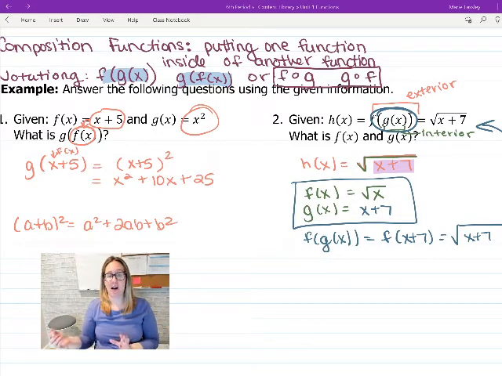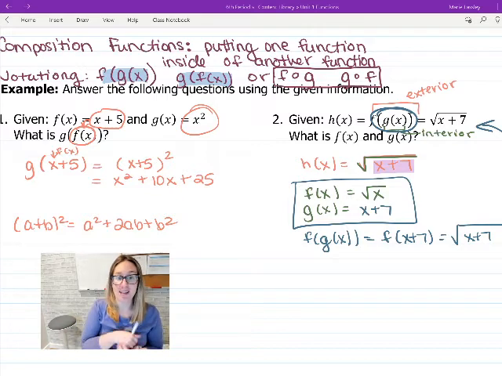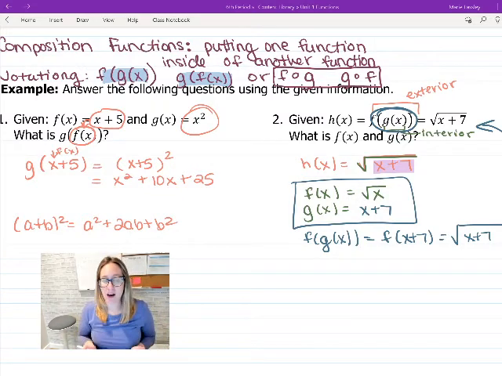That's how you put one function inside of another one, and that's also how you break a composition apart, or decompose two functions.